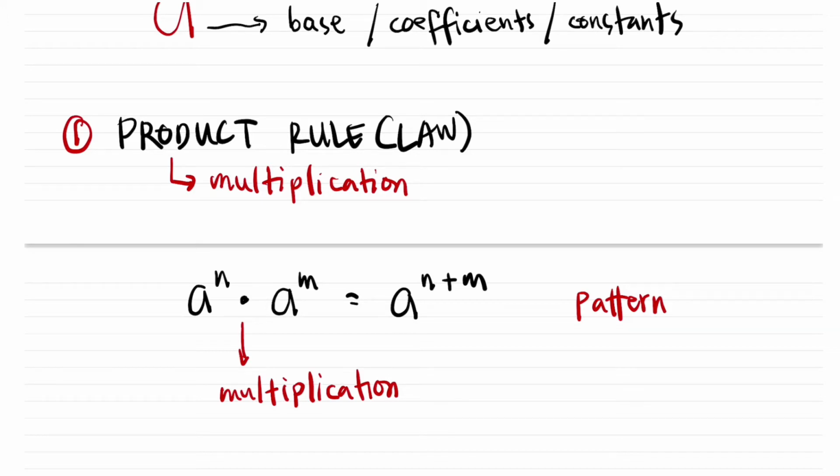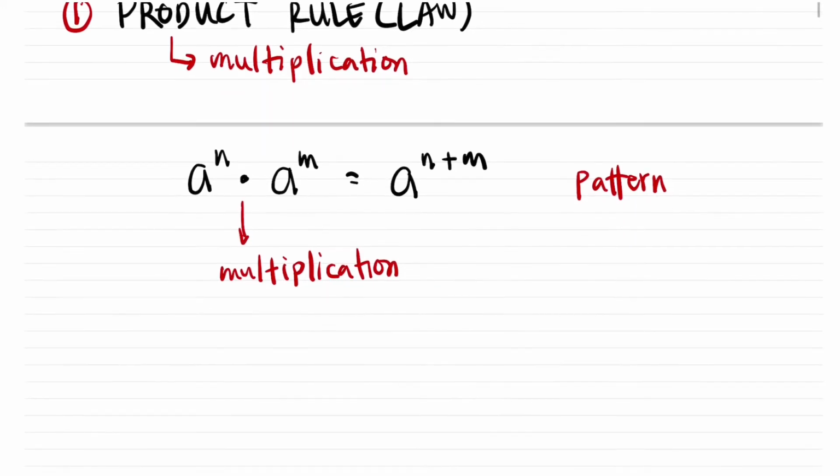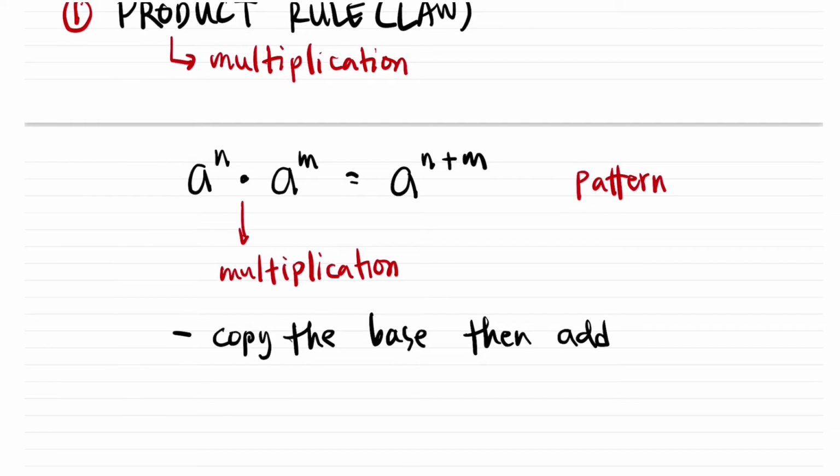Now the rule is, once you have this, copy the base, then add exponents. So this is the first rule or the first law, product rule. A to the power of n times a to the power of m is equal to a to the power of n plus m. So to say, copy the base, add exponents.